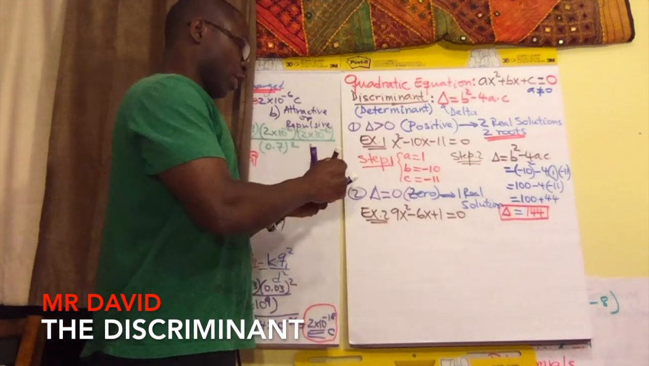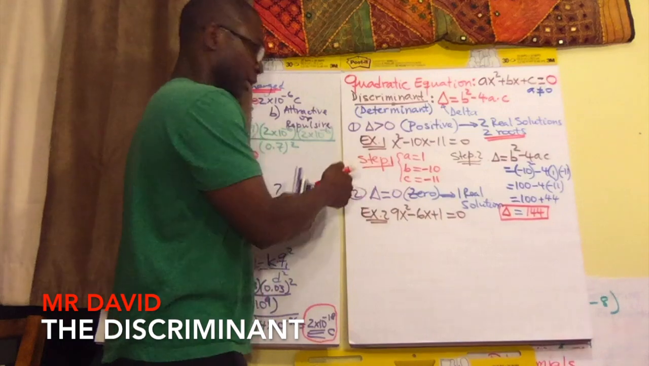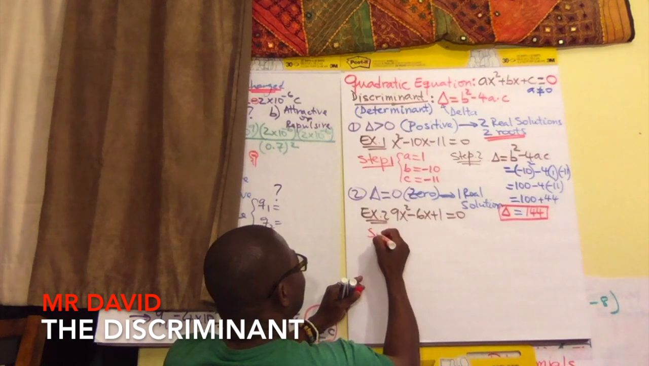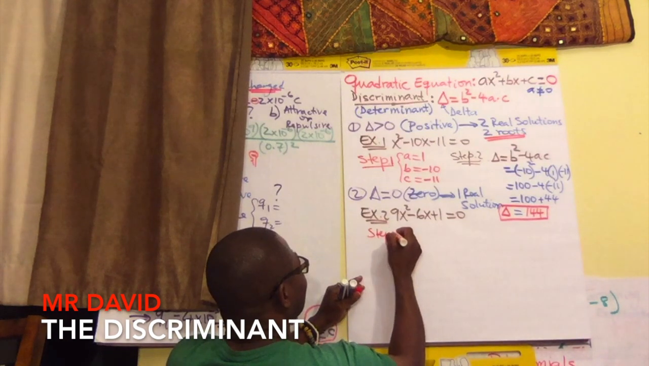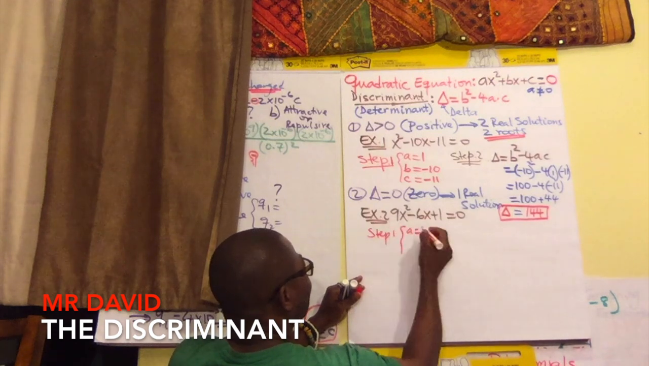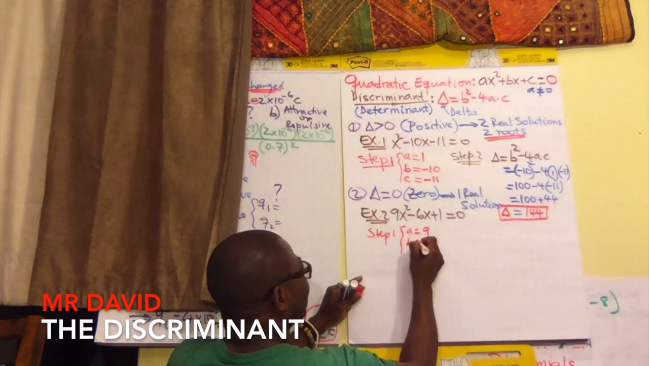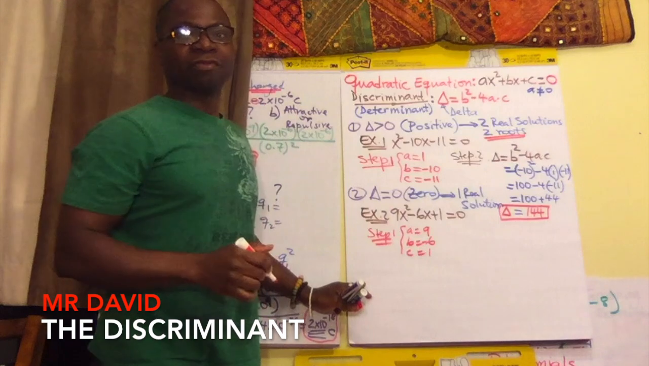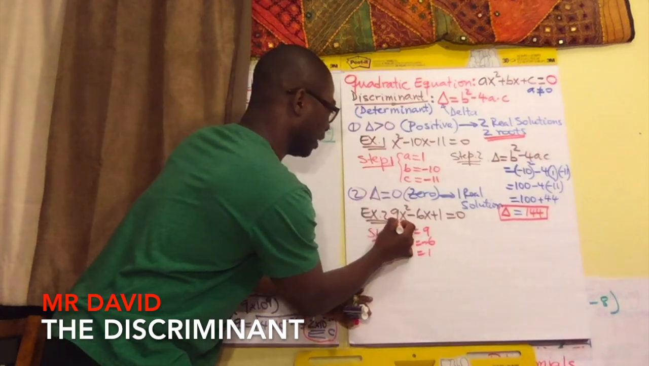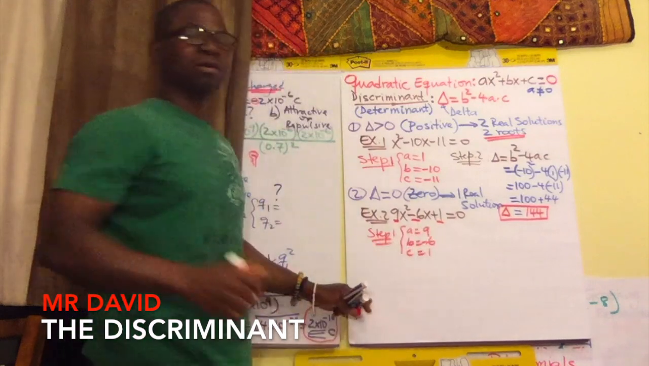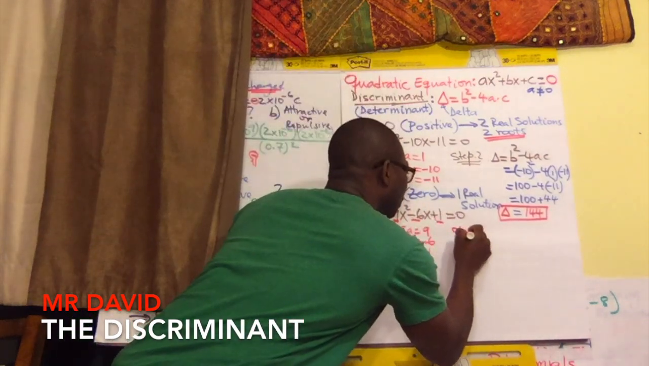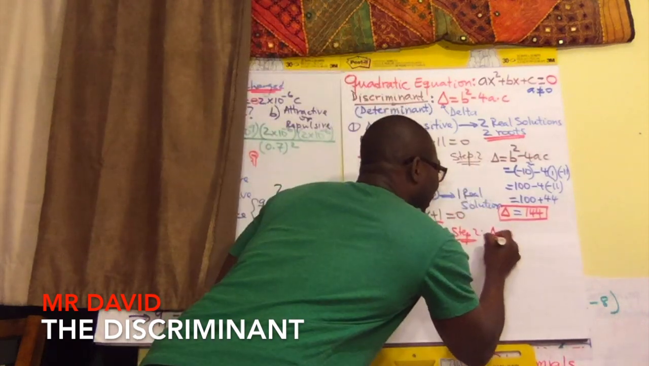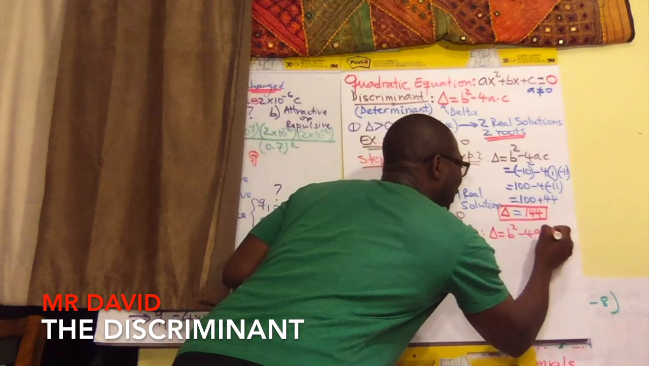All right, quick step 1, just like we did for the other case. Step 1, ABC. A is 9, B is negative 6, C is positive 1. As soon as you find your ABC, which are really easy, go to step 2. Step 2, rewrite your formula, just like you did before. Delta is B squared minus 4 times A times C.